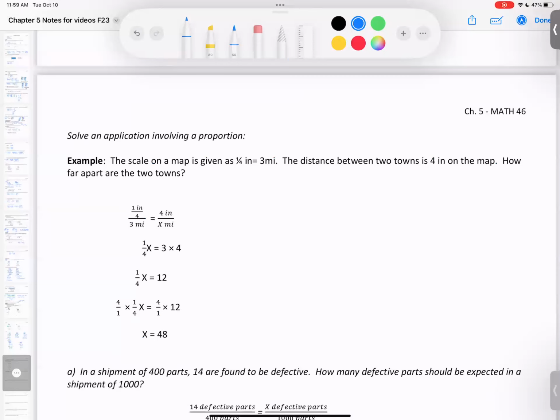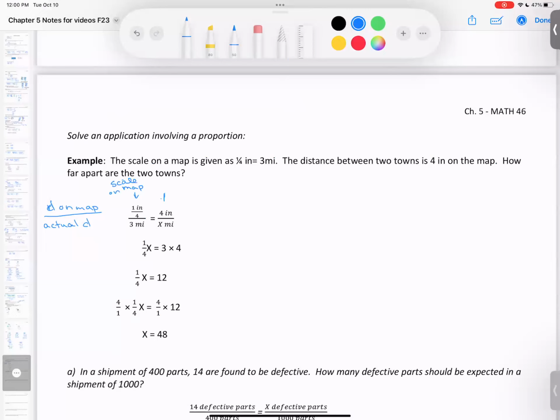If 1/4 inch is 3 miles, we're saying distance on map over actual distance. So on the map, that's this first one here, we have the distance on the map was 1/4 inch over the actual distance that represents, 3 miles. And we know that proportion is going to be equal to, I guess I should say, scale on map.